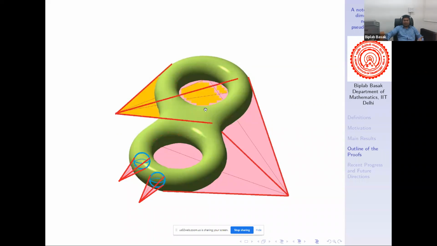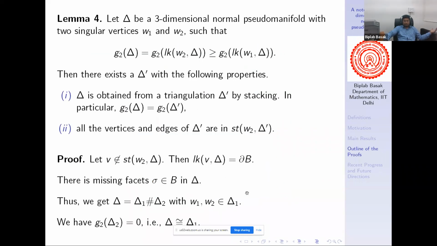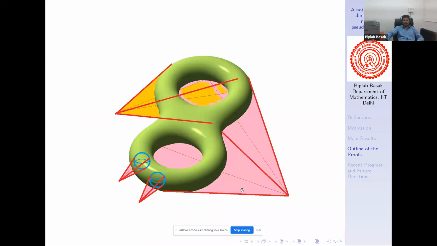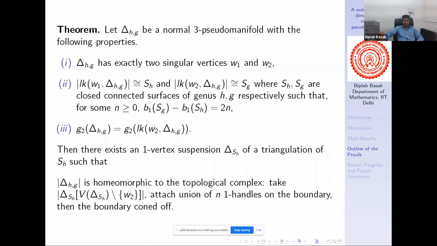We first have this by Calais' result, and then we can remove those vertices. Then, by the previous lemma, we can do the vertex unfolding, and after some stage we will get the same number of singularities, the same type of singularities, and then we are able to prove that they are just a suspension of that surface.